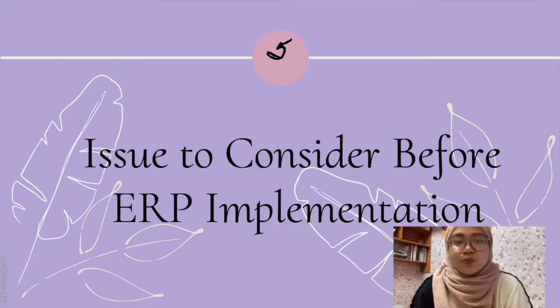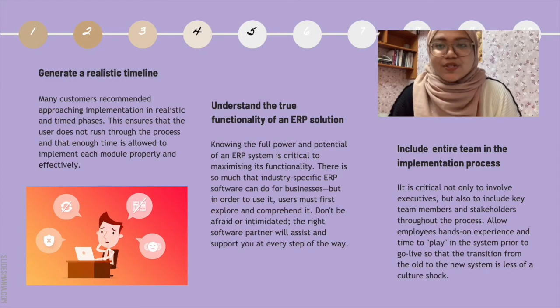Next are issues to be considered before implementing ERP. There are 3 issues that need to be considered before implementing ERP in your business. First is generate a realistic timeline. Many customers recommended approaching implementation in realistic and time phases. This ensures that the user does not rush through the process and that enough time is allowed to implement each module properly and effectively.